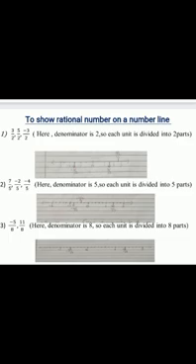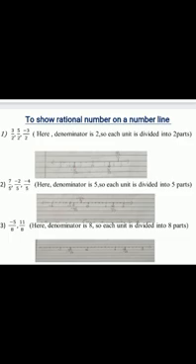Now we have to find 5 upon 2. So again from 0 to the positive side, count 5 and show 5 upon 2. Now we have to show minus 3 upon 2. So we have to go to the left hand side. So again from 0 to your left hand side, count 3 and show minus 3 upon 2. So in this way we have to represent and show the numbers on the number line.